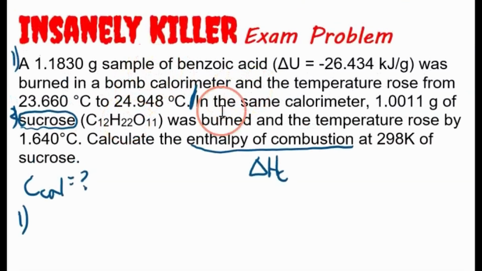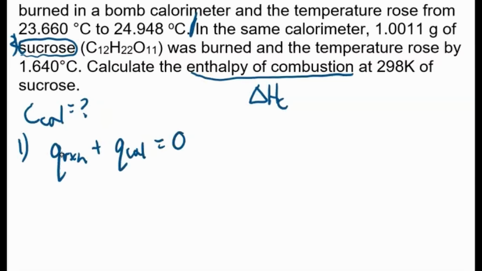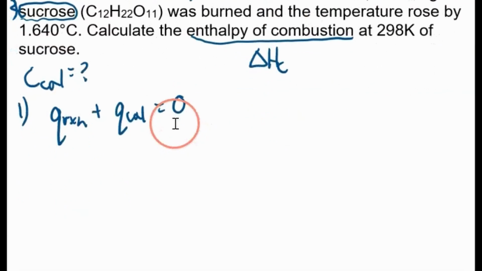Now this is a bomb calorimetry problem going on. So we're going to set up, as usual, the heat transfer of the reaction plus the heat transfer to the calorimeter has to equal 0. Now the energy transferred is heat in the reaction. That's directly equal to the change in the internal energy because the volume is constant, right? I did this before, right?